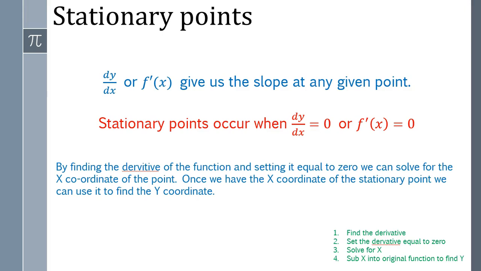Okay, so I've put a step-by-step here if you're a step-by-step kind of person. If you want to find a maximum, minimum, or any kind of stationary point, you're going to find the derivative first of all. You're going to set the derivative equal to 0. I've spelled it wrong again, but differently. You're then going to solve for x, and then you're going to sub x into the original function to find y. Okay, do not sub it back into the derivative. The derivative does not tell you what the y is. It tells you what the slope is. So that's a common mistake that people make. Make sure you put it back into the original function.